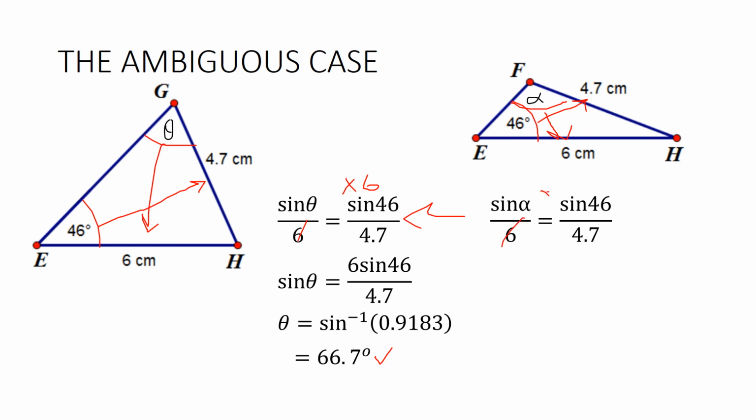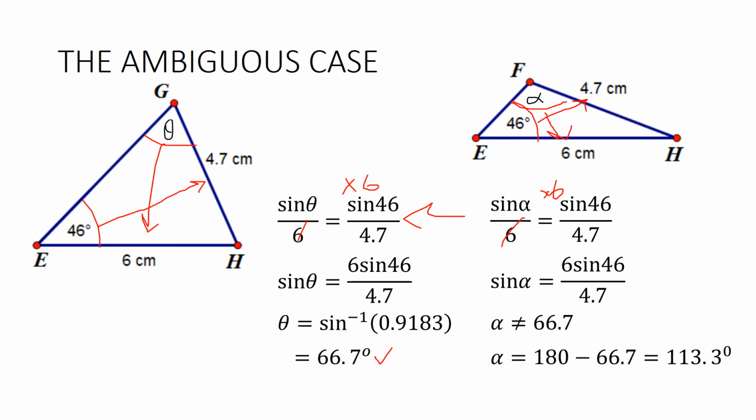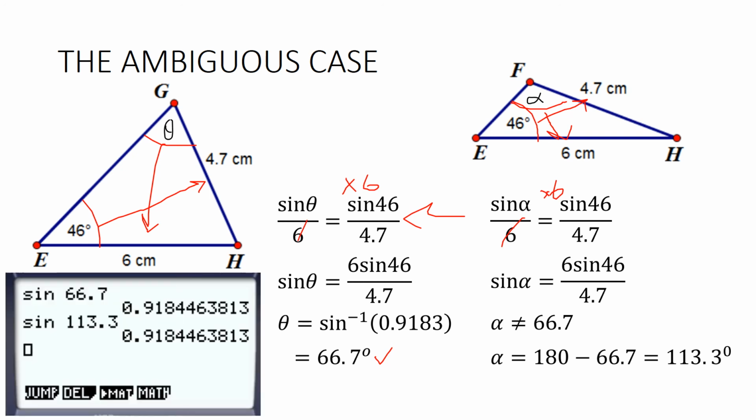Times by 6. Sine alpha is equal to 6 sine 46 on 4.7, but in this case alpha is not equal to 66.7. I can tell that it's not because it's an obtuse angle. So why does that happen? Alpha is actually equal to 180 minus 66.7, which is 113.3. If you put both of those numbers in your calculator, look at that. Sine 66.7 is equal to 0.918446, and so is sine 113.3.